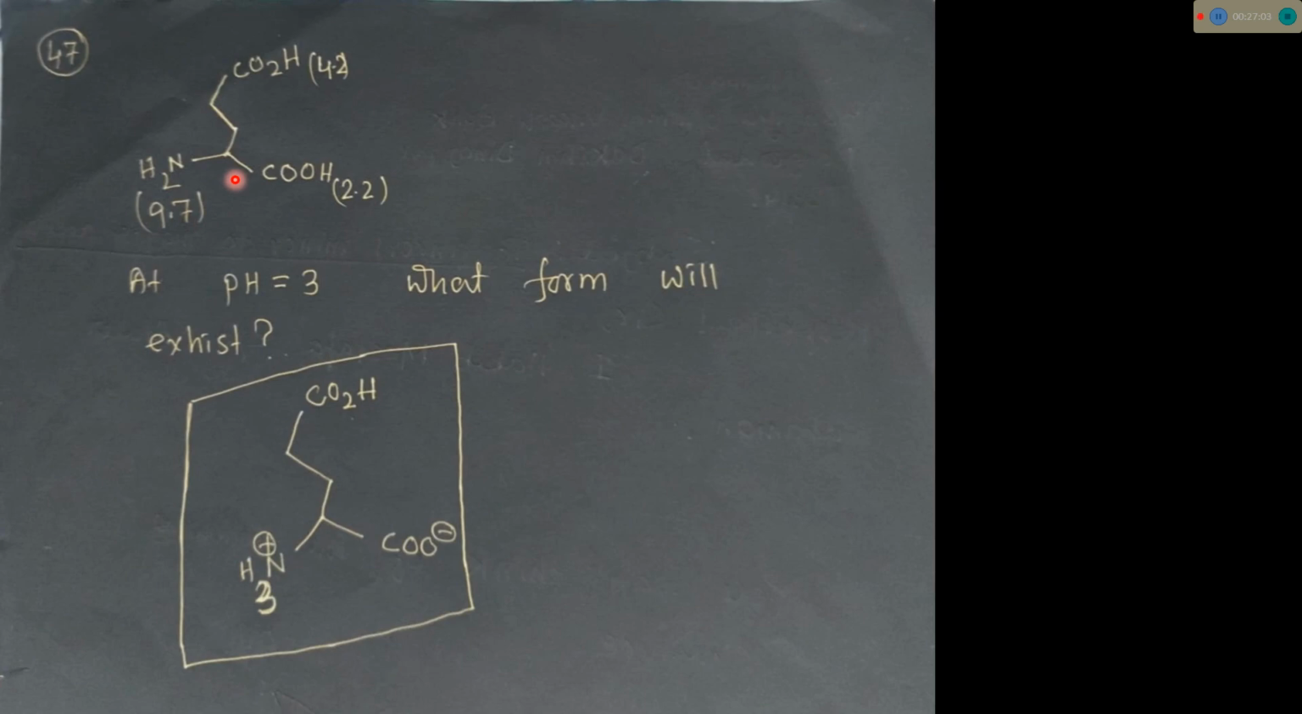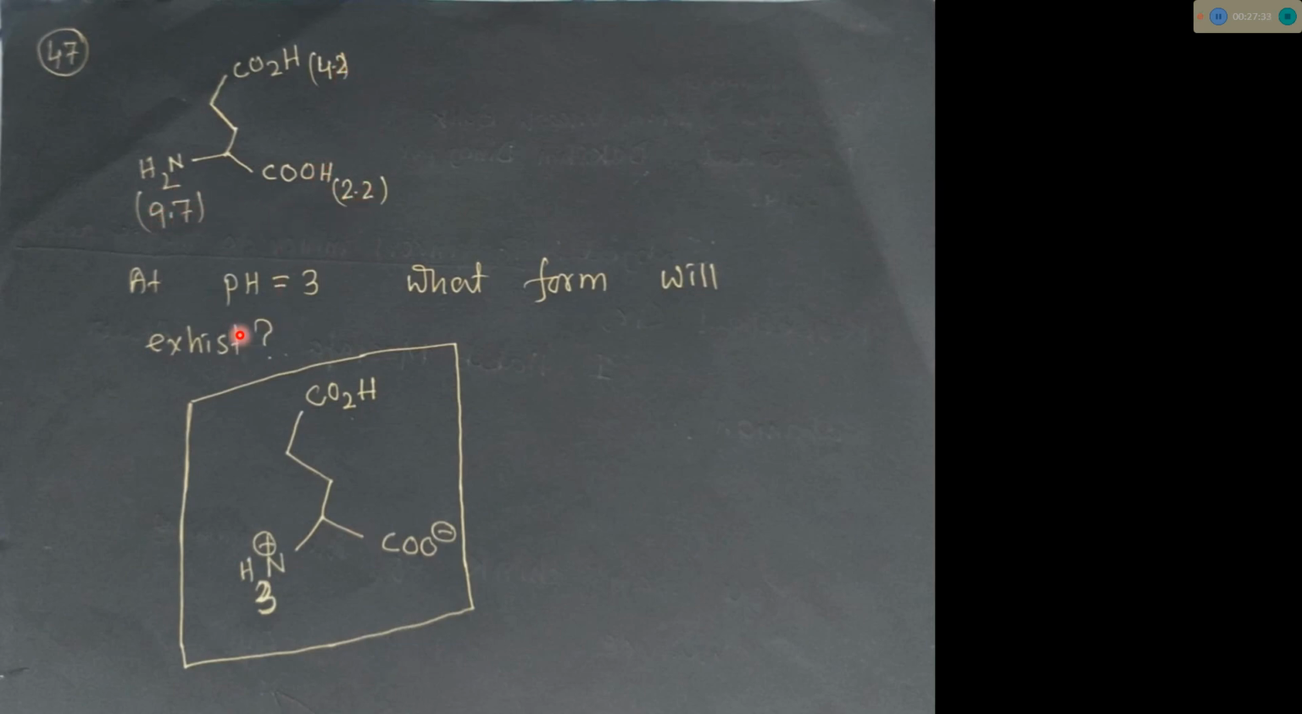So one amino acid is there. This is aspartic acid. This is the exact question I put. The pK value of this carboxylic acid is 2.2, this carboxylic acid is 4.2, and this NH2 is 9.7. At pH 3, what form will exist? So see, these are the pK values: this hydrogen 4.2, this hydrogen 2.2, this hydrogen 9.7.